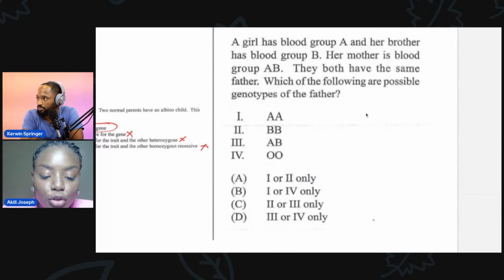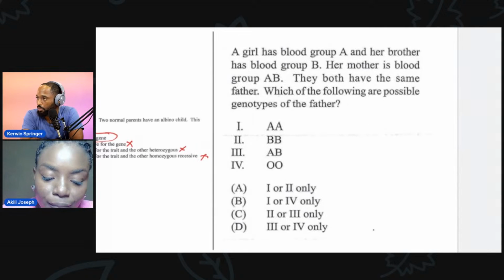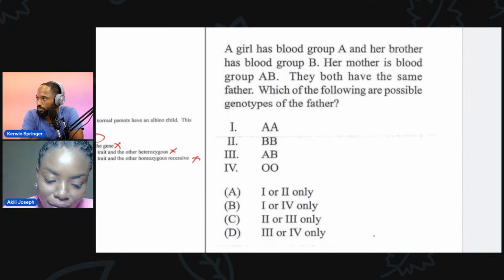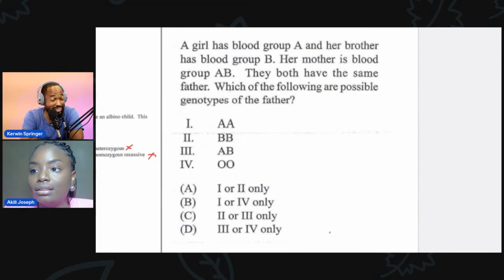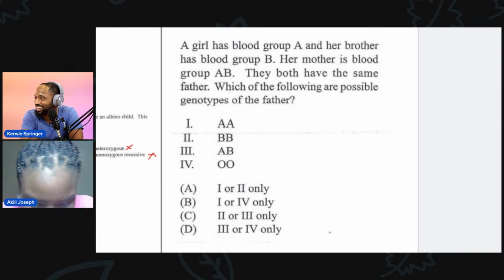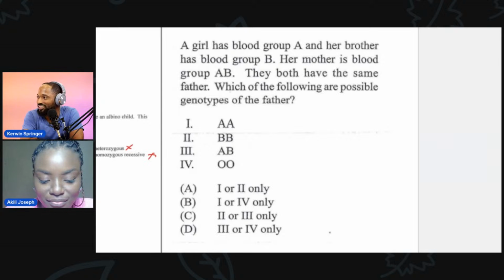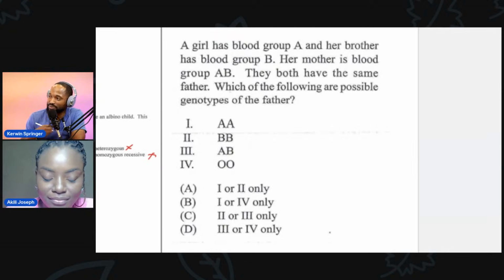A girl has blood group A and her brother has blood group B. Her mother is blood group AB. They both have the same father. Which of the following are possible genotypes? Oh, I thought they said the mother and the daughter had the same father. It's the mother and the brother. Okay. A girl has blood group A and her brother has blood group B. Right. Good. Her mother is AB. Okay. All right. That clears that up.